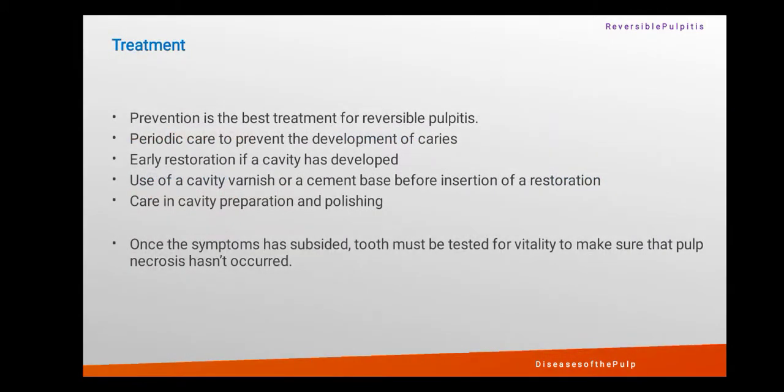Treatment: the best treatment of reversible pulpitis is prevention. Periodic care to prevent the development of caries, early restoration if a cavity has developed, use of cavity varnish or cement base before insertion of restoration. That's why it is very important to give a base or sub-base underlying a deep cavity. Care in cavity preparation and polishing.